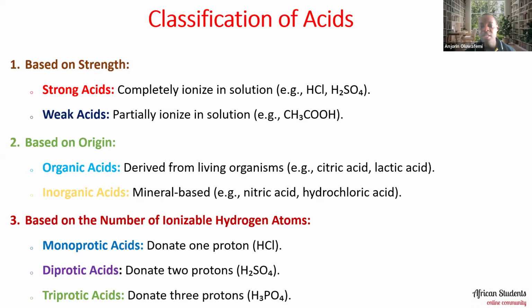Another classification based on the number of ionizable hydrogen atoms is diprotic acids. A diprotic acid donates two protons, and we have H2SO4 as a very good classical example. Then we have what we call the triprotic acid. The triprotic acid donates three protons. An example is phosphoric acid, H3PO4. So we have endeavored to classify acid based on their strength, based on their origin, and based on the number of ionizable hydrogen atoms that they have.